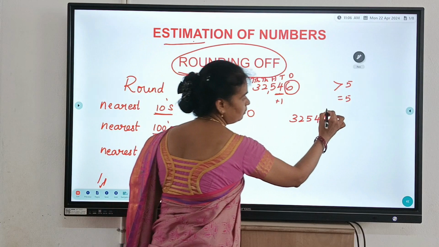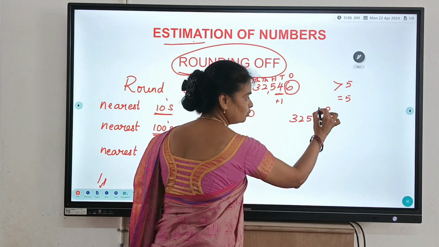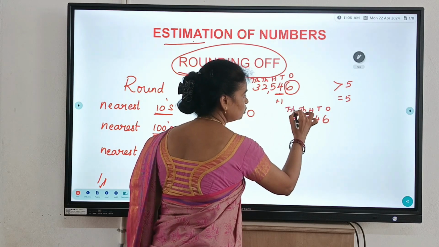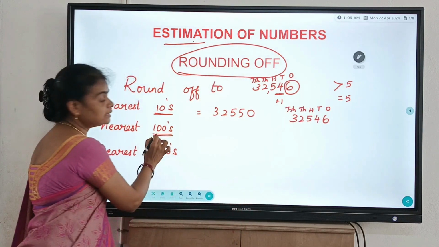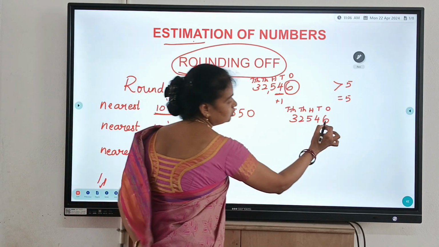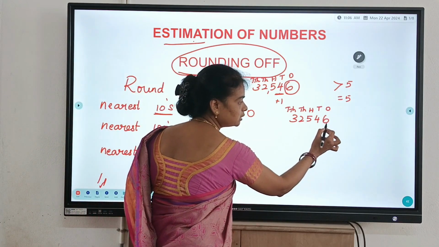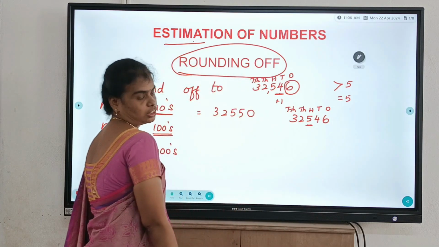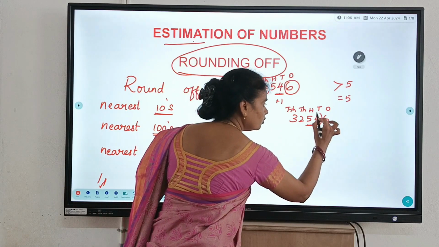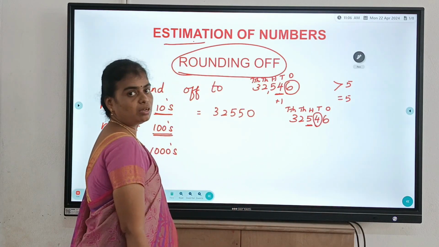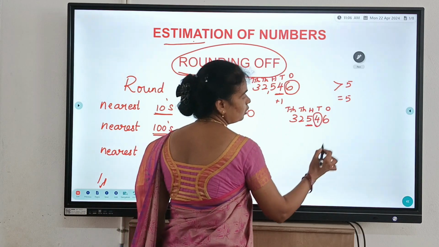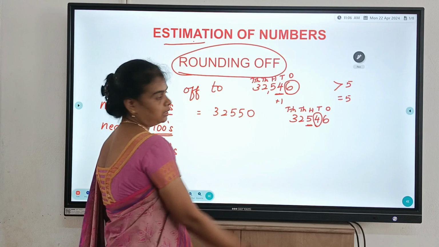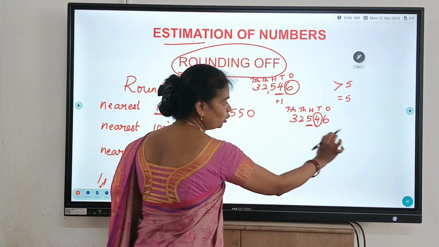Now what is the first step we are going to do? Write the place values. Ones, tens, hundreds, thousands, 10,000s. So here we are going to round off to the nearest hundreds. Identify the digit in the hundreds place. Ones, tens, hundreds. So this number has to be changed. Now you must see the next number which follows it. It is 4. Only if it is greater than 5 or equal to 5, you will add plus 1. If it is less than 5, don't do any changes.